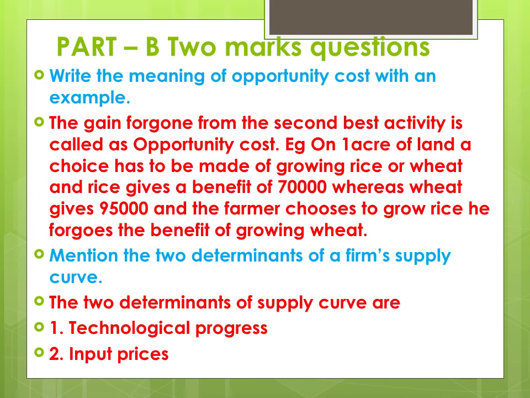Mention the 2 determinants of a firm's supply curve. The 2 determinants of the supply curve are technological progress and the input prices. Both of these determinants will bring about a shift in the supply curve to the left or to the right.